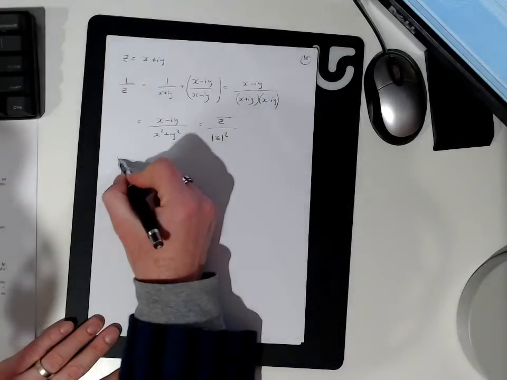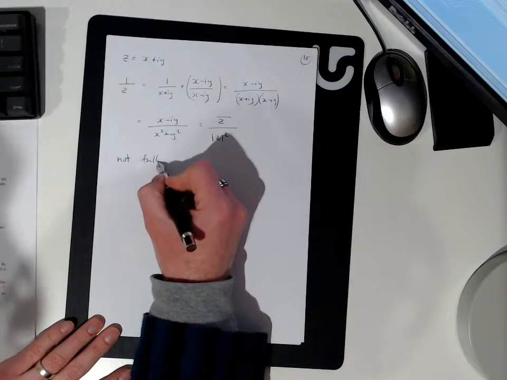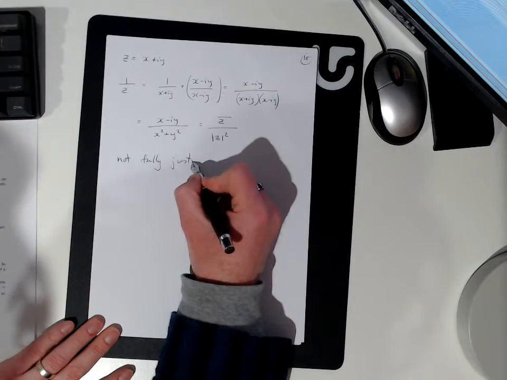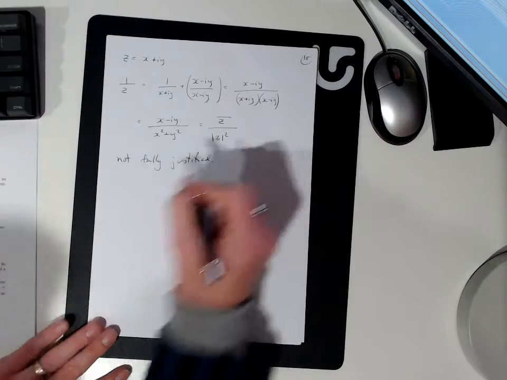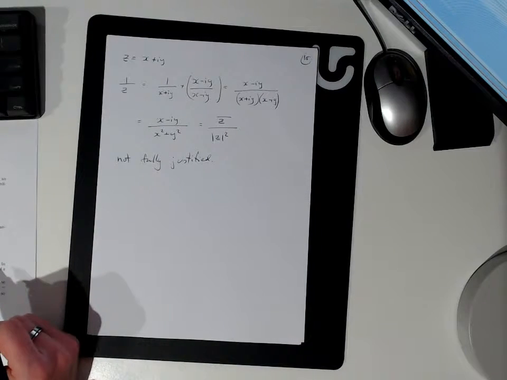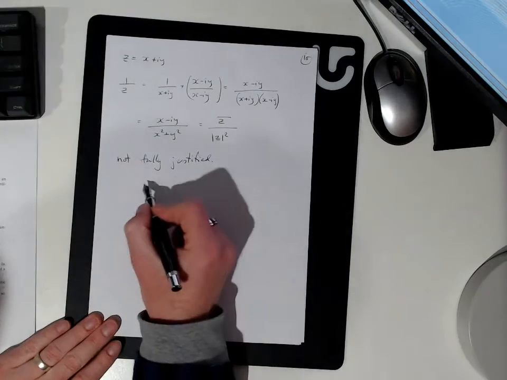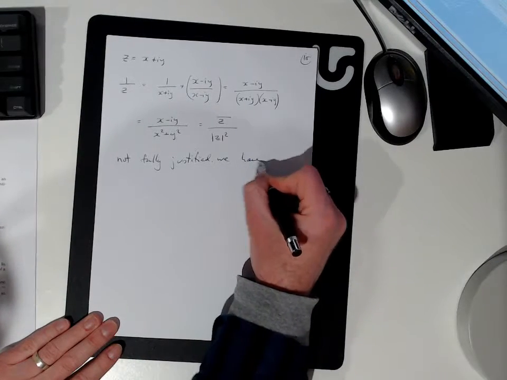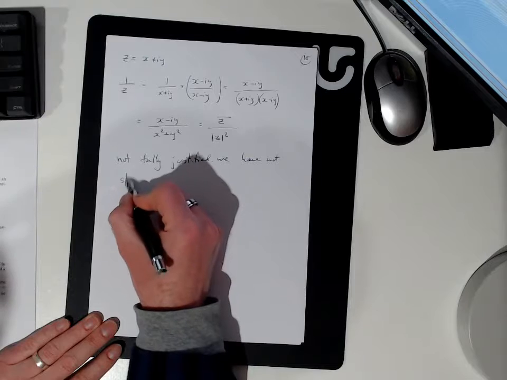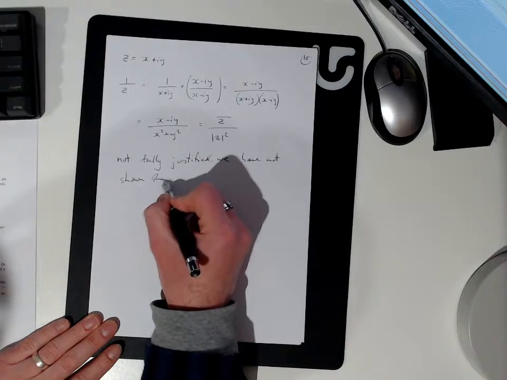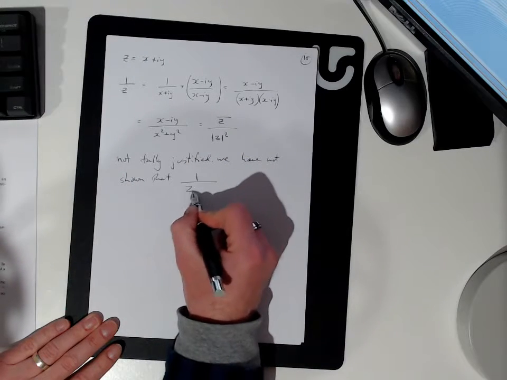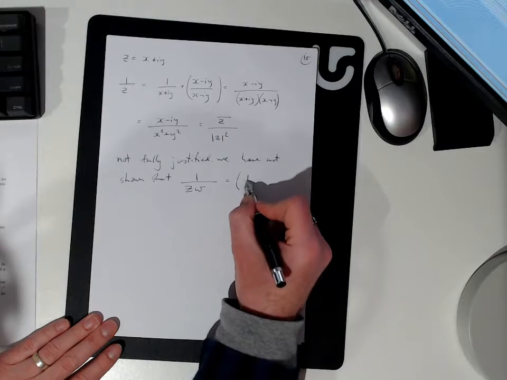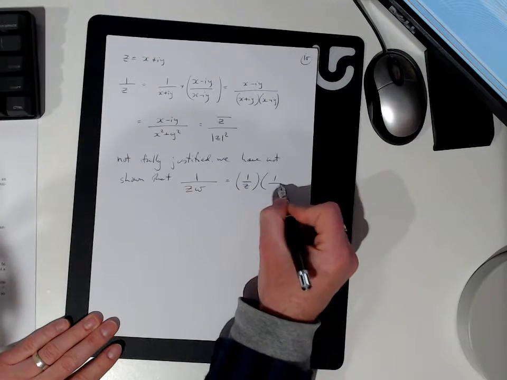Okay, so what was I meaning? This is not fully justified. I haven't shown you absolutely everything to do this, and to be honest, this is the case throughout the notes, that there are points where we've done things that haven't quite been justified. And we're now coming back to proving them, of course, in this section. But anyway, what I mean is we have not shown that 1 over ZW is equal to 1 over Z times 1 over W.